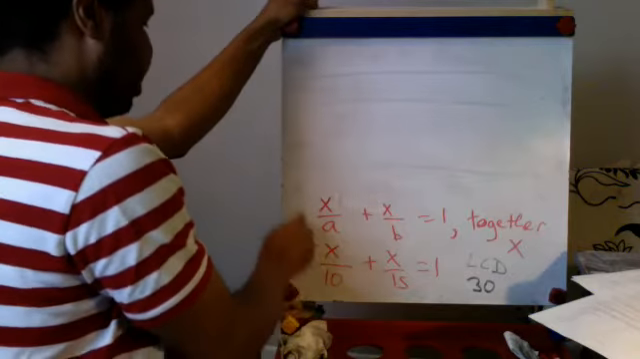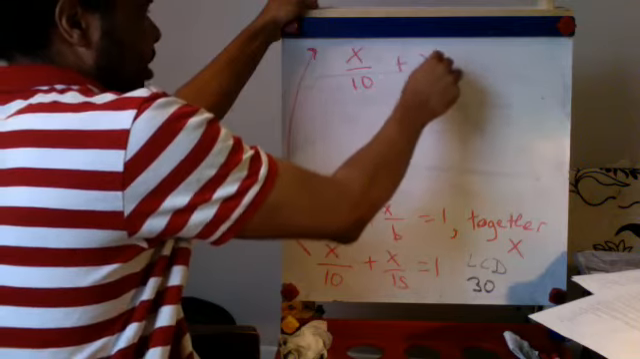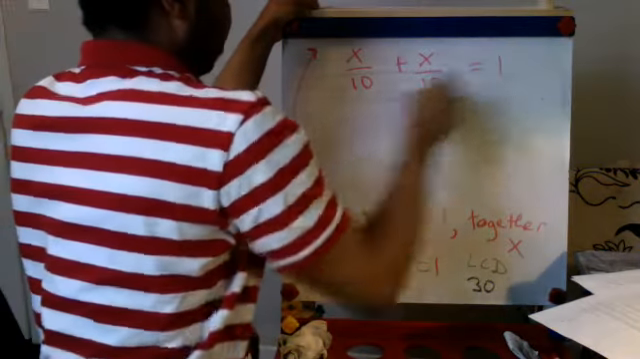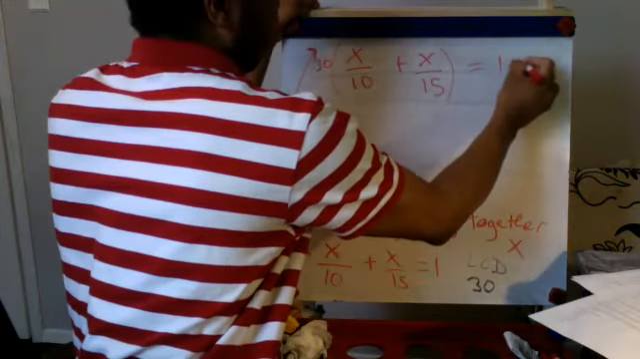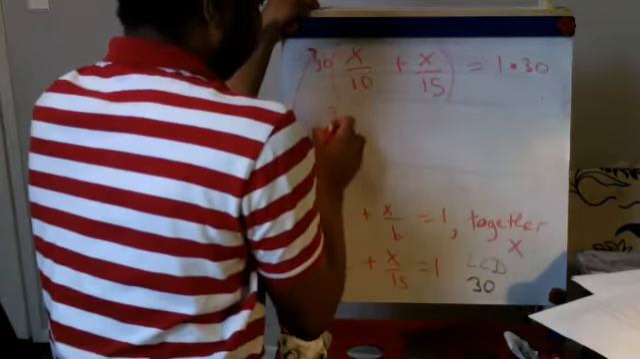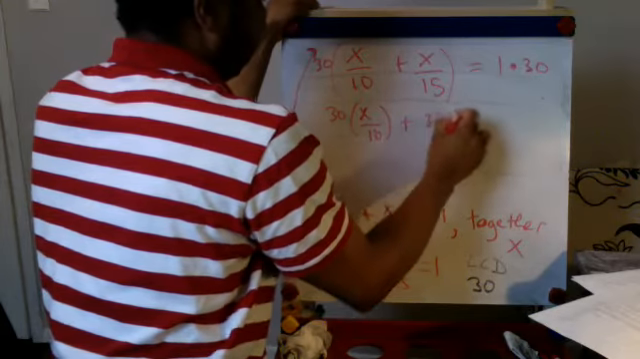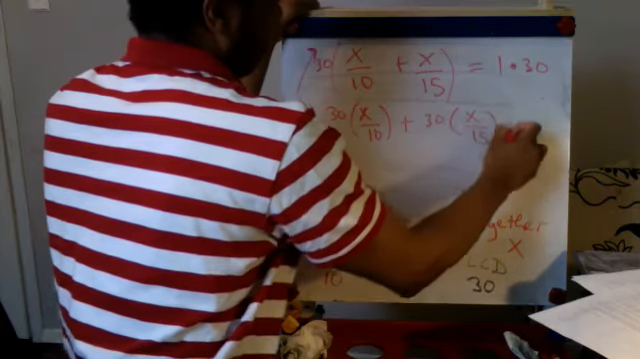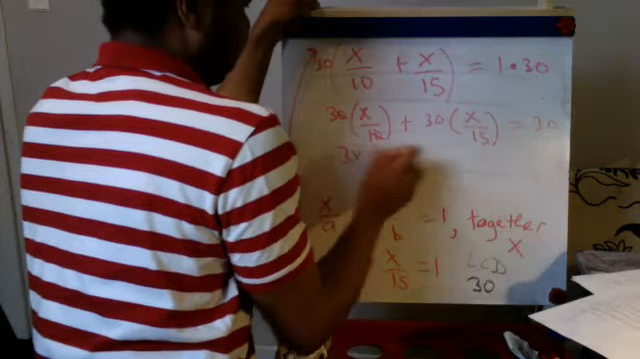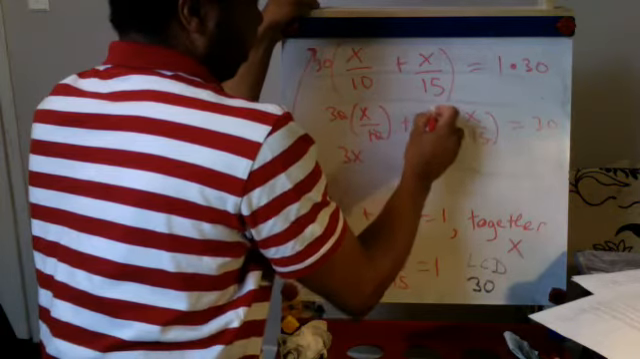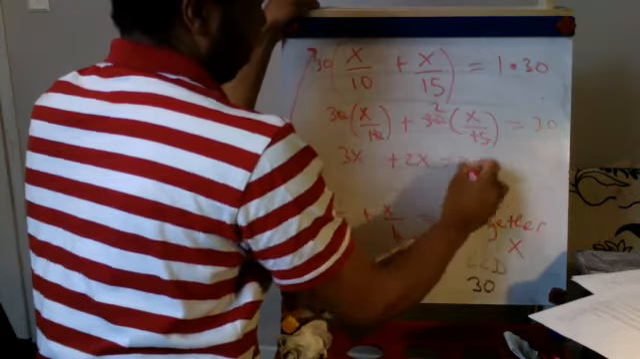All right, so we're going to take this equation now and solve it. So x over 10 plus x over 15 is equal to 1. I'm multiplying by the LCD on both sides, which is 30. So 30 times x over 10 plus 30 times x over 15 is equal to 30. So this cancels, and I have 3x. 15 into 30 goes 2 times, and I have 2x. And that's equal to 30.